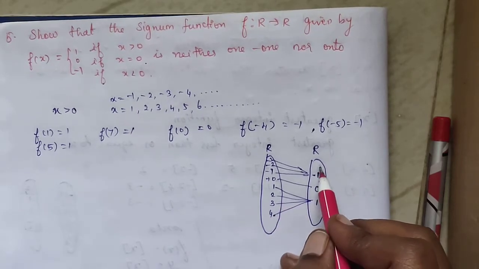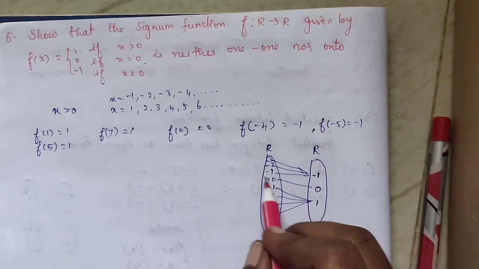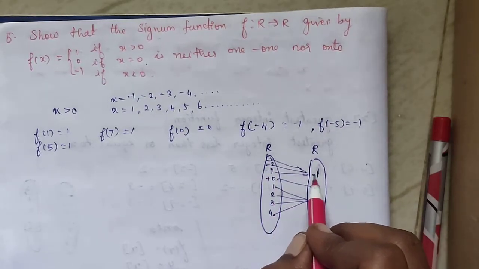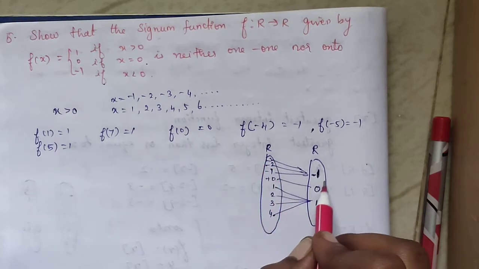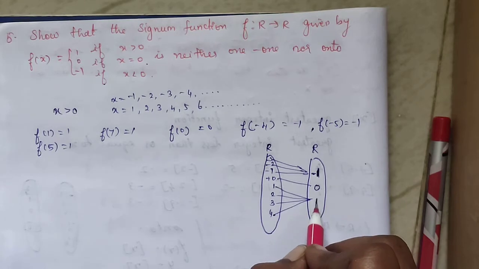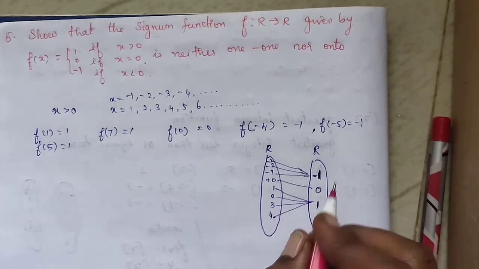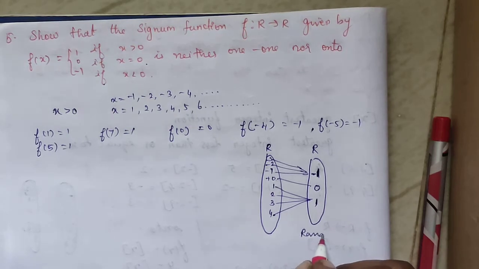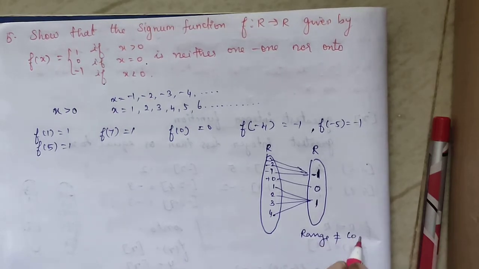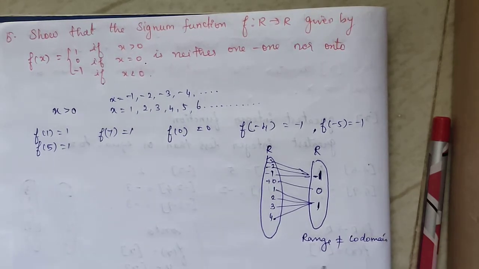In the real number set we have so many negative numbers and so many positive numbers, but all the negative numbers are involved in the mapping with minus 1 only, and all the positive numbers are involved in the mapping with 1 only. Now the remaining numbers are left over. Here range is not equal to codomain. Therefore directly I can say that this is not an onto function.